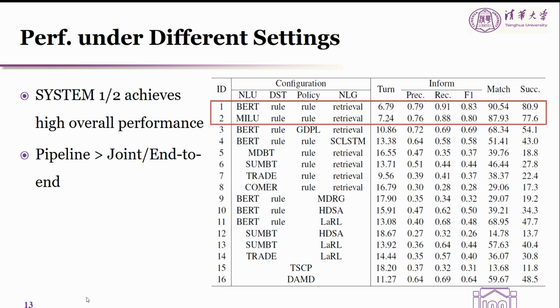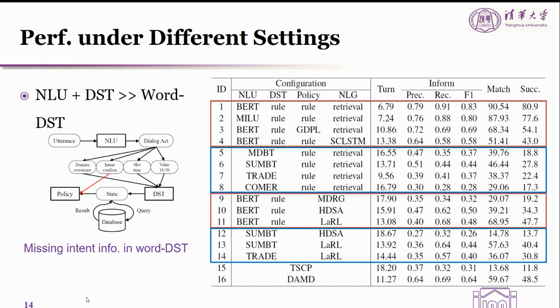Here is the result of the experiment. We can observe that systems 1 and 2 achieve the highest overall performance. And in general, the pipeline systems perform better than the joint systems and end-to-end systems. There are two strategies to predict a dialog state. The system that uses a separate NLU and DST model performs better than the system using a word-level DST. In particular, systems 5 to 8 have very poor overall performance. This is because the word-level DST does not capture the intent information, which is very essential for the dialog policy.